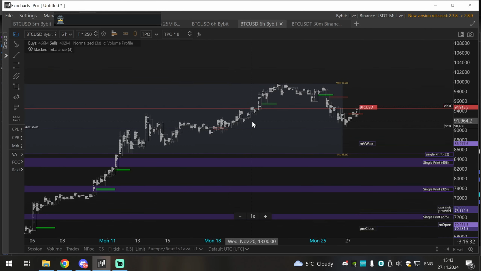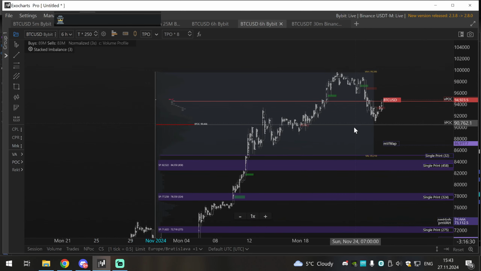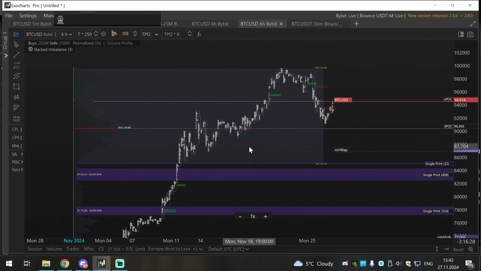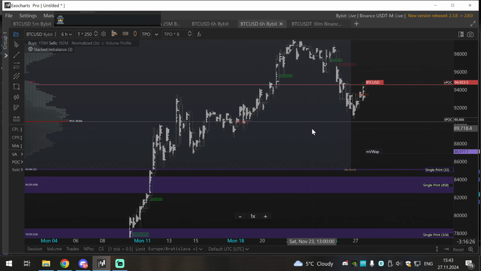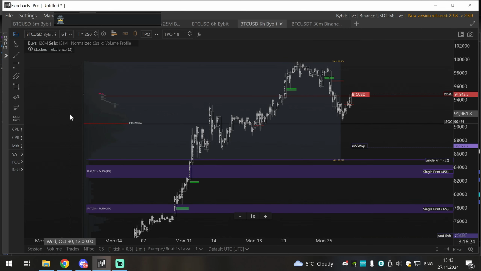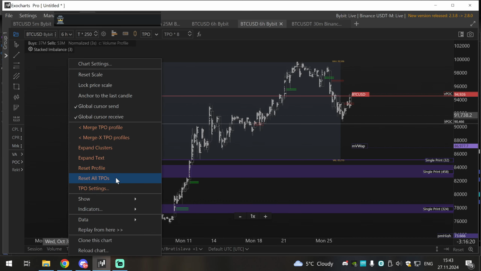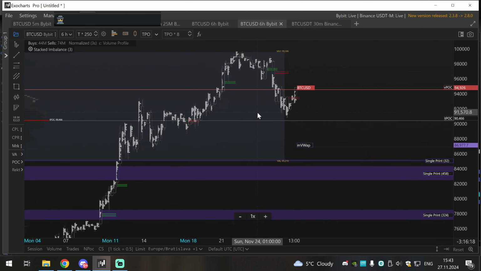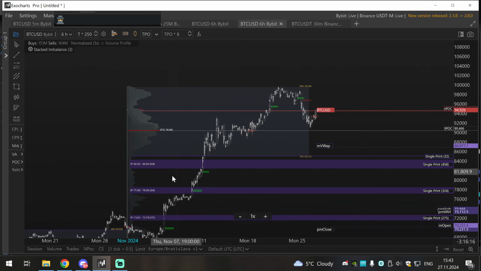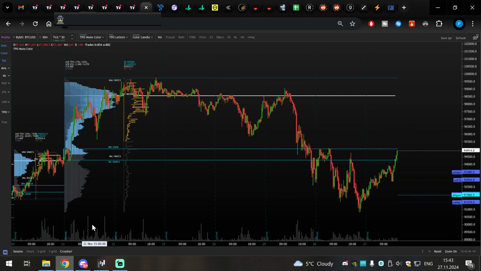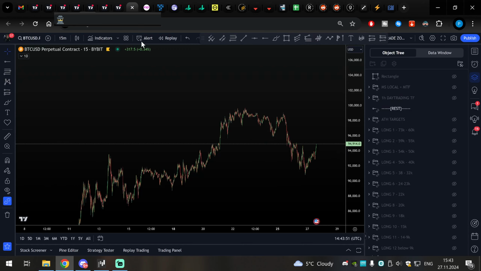How is the monthly order book profile looking? I mean, volume profile. Nice. Okay, we can have a look at TRDR, then I will be talking about MicroStrategy, and that's it for today's video.